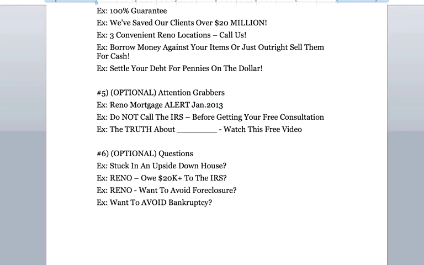I like doing something like this. It has the city name, Reno Mortgage Alert, January 2013. If I was in Reno searching for something about mortgages or refinance and I saw this ad, Reno Mortgage Alert, January 2013, that would definitely catch my eye. I would probably click on that. So I think that's cool too.